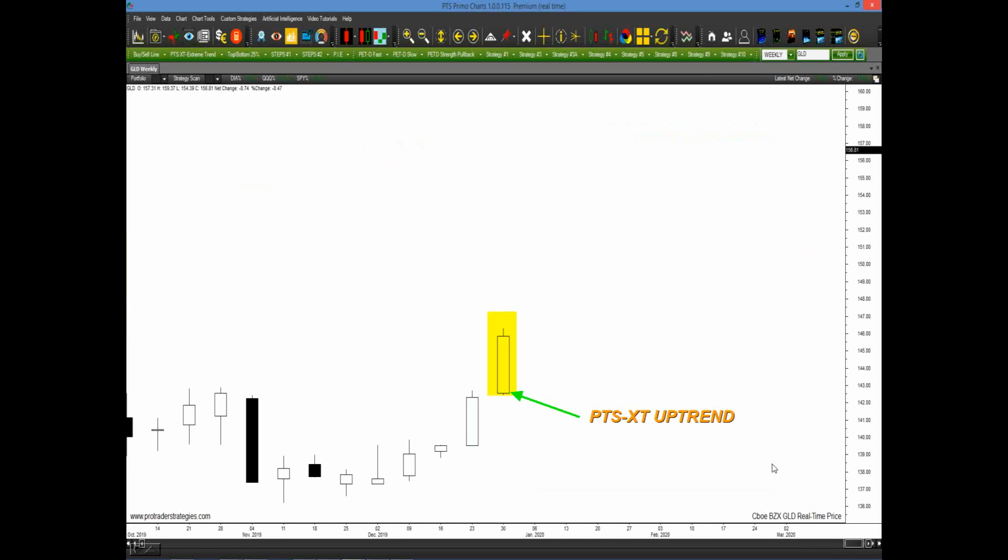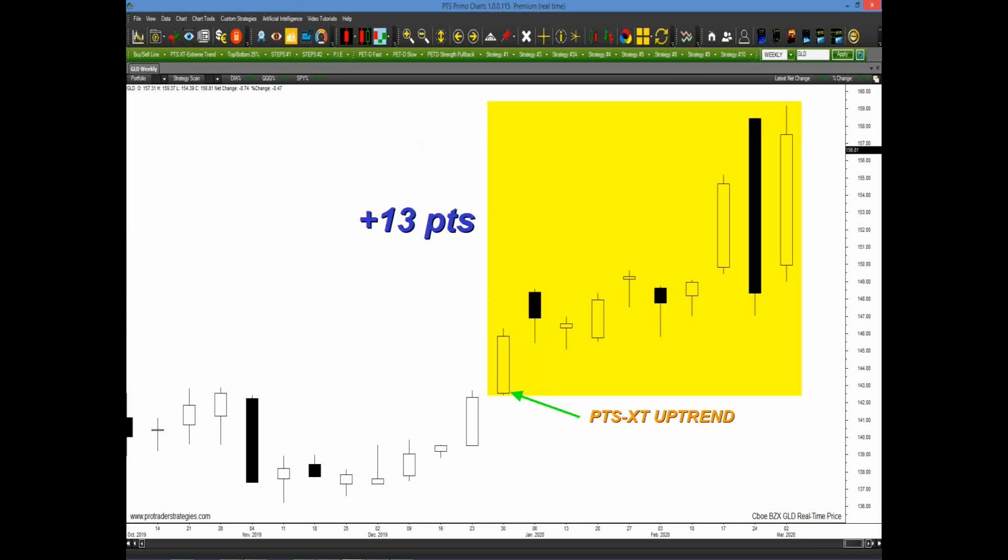How about gold? Now, this is a weekly chart of gold, the ETF, GLD. All right, a lot of people are saying, wow, I got caught off guard. That gold really took off. Well, right here in the beginning of the year, the PTS XT announced that an uptrend was about to begin, and the gold ETF went up 13 points coming into this past month.